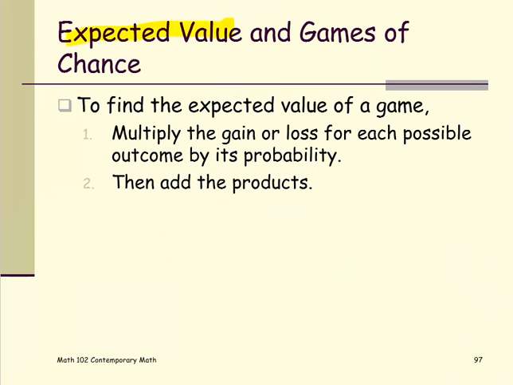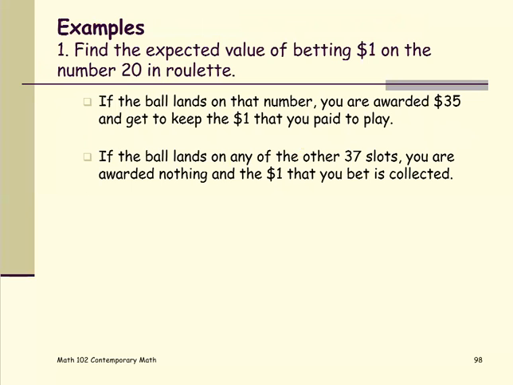Expected value and games of chance. To find the expected value of a game, first we're going to multiply the gain or loss for each possible outcome by its probability, then add the products. Let's see an example. We're going to find the expected value of betting $1 on the number 20 in roulette.